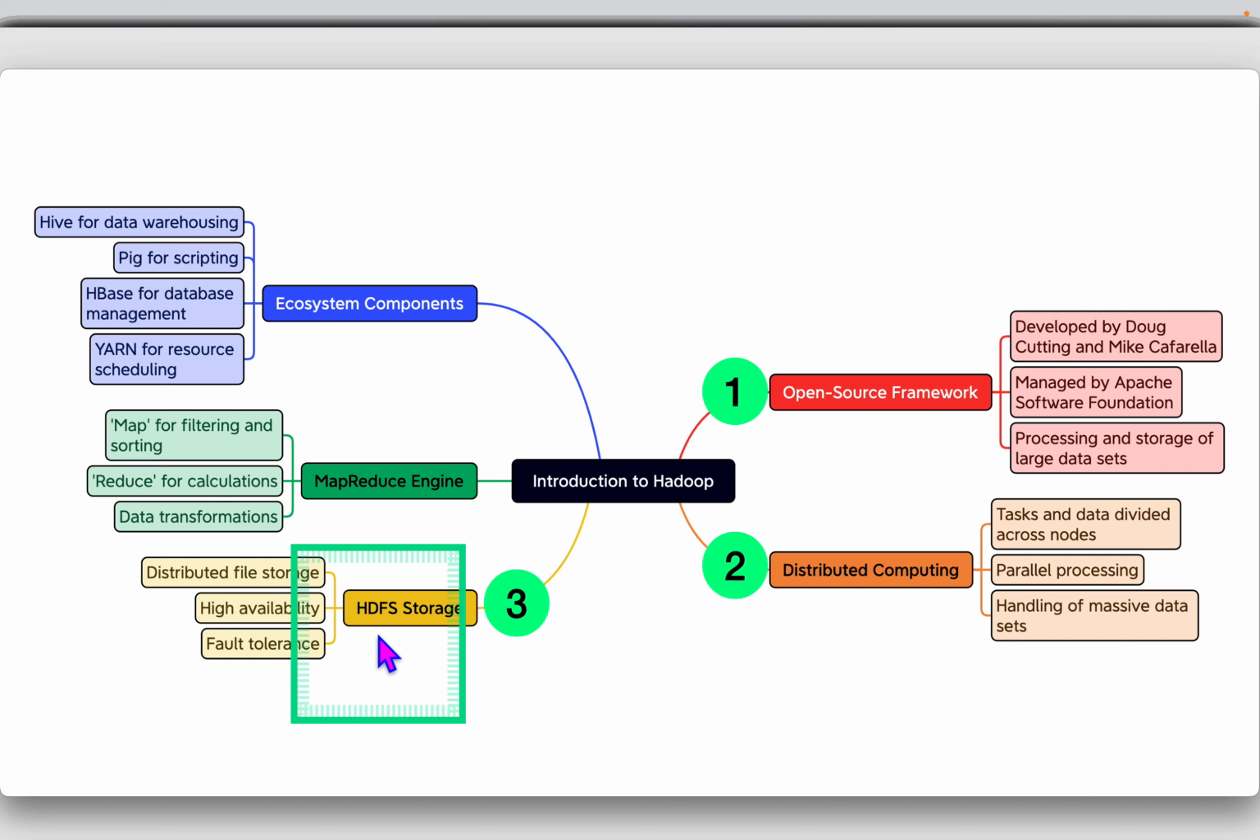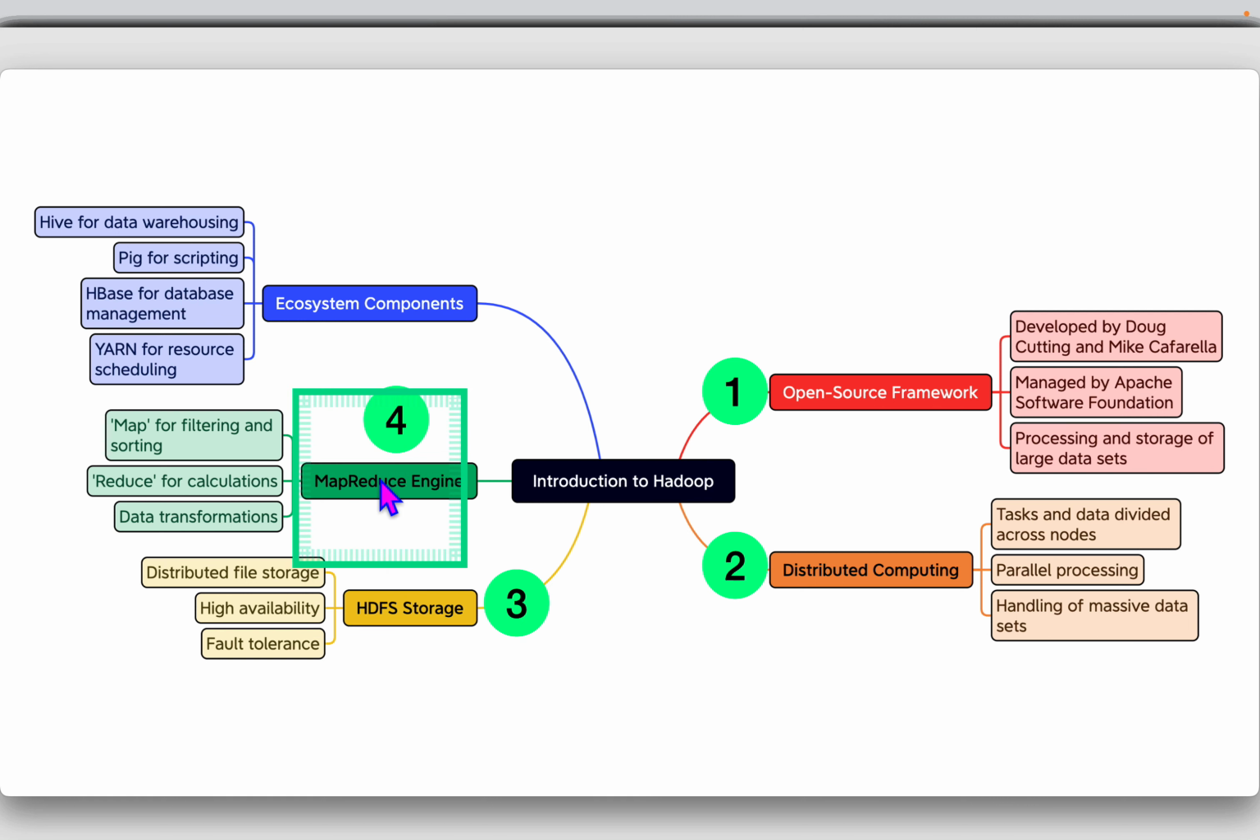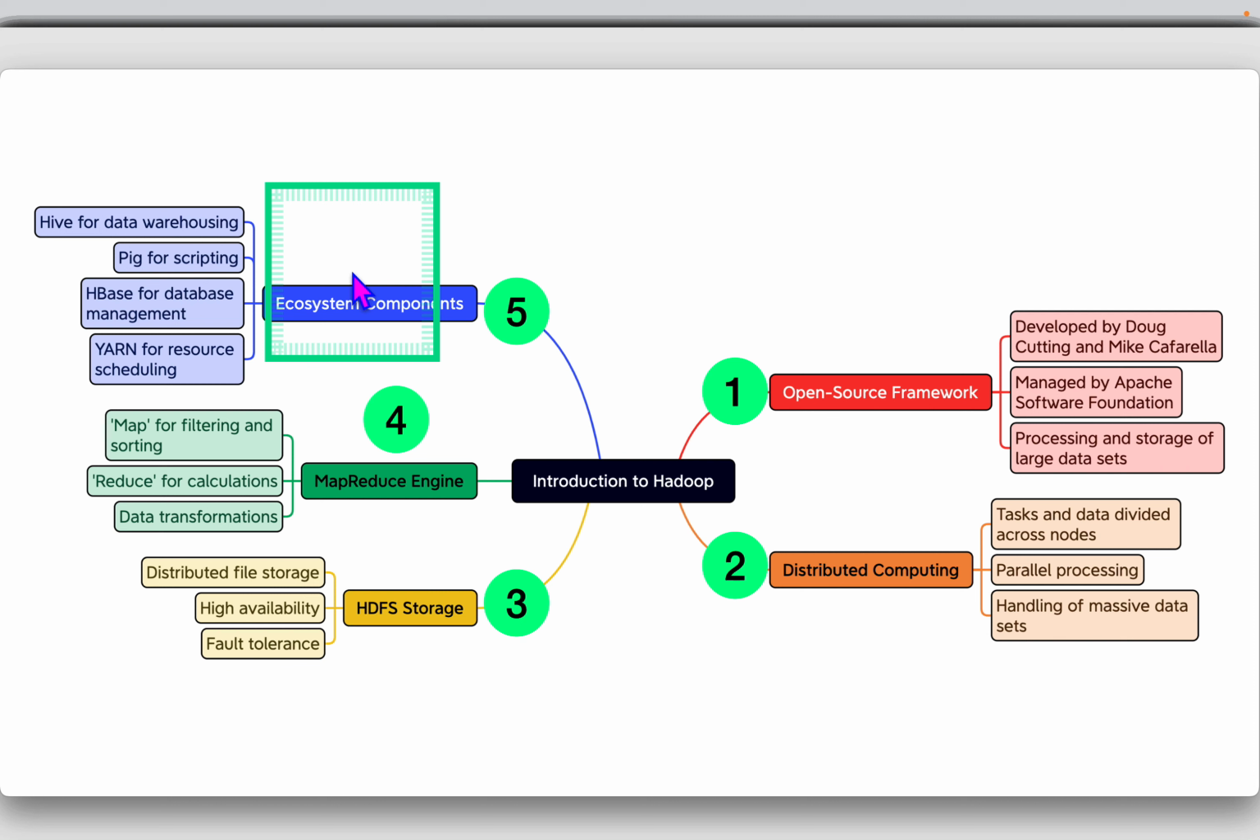HDFS storage. Hadoop Distributed File System is the storage component of Hadoop. It stores files in a distributed manner, providing high availability and fault tolerance. MapReduce engine. MapReduce is the data processing engine in Hadoop. It consists of two primary functions: map, which filters and sorts data, and reduce, which performs calculations and transformations. Ecosystem components. Hadoop's ecosystem includes various tools and libraries like Hive, Pig, HBase and Yarn, which extend its capabilities in areas like data warehousing, scripting, database management and resource scheduling.